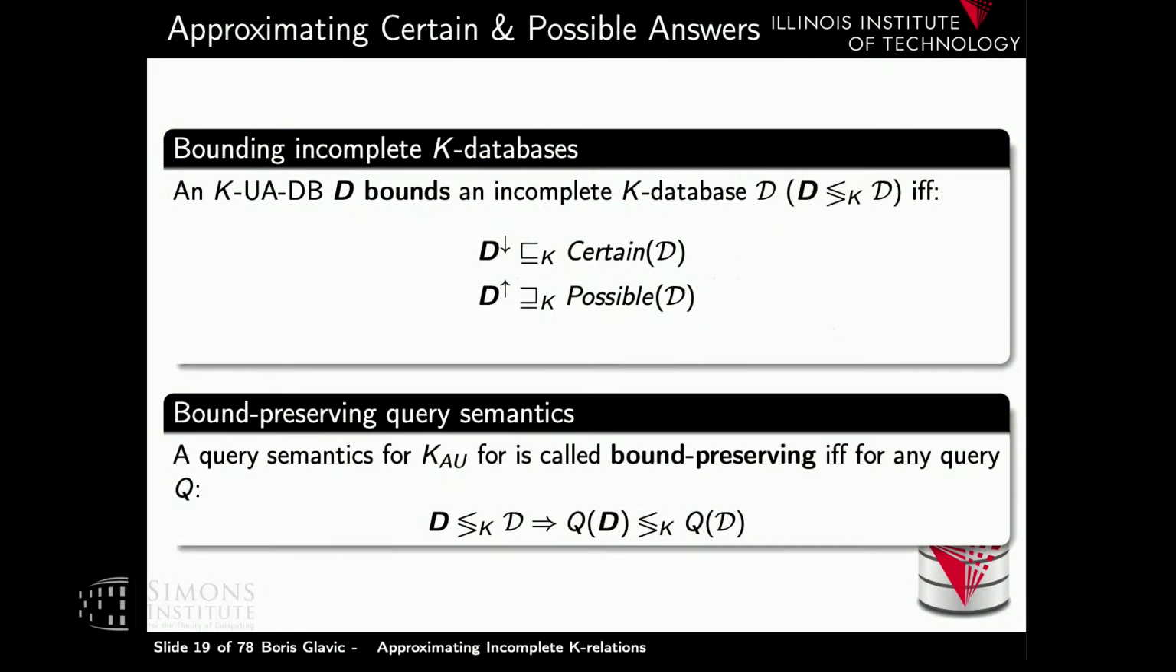Good. Now I can define what it means for such an uncertainty annotated database, or UADB, to bound an incomplete K-database.